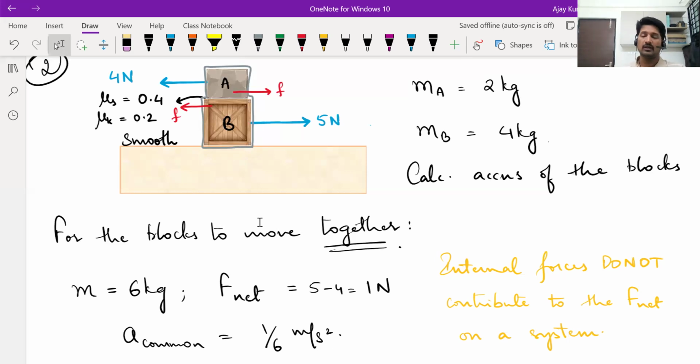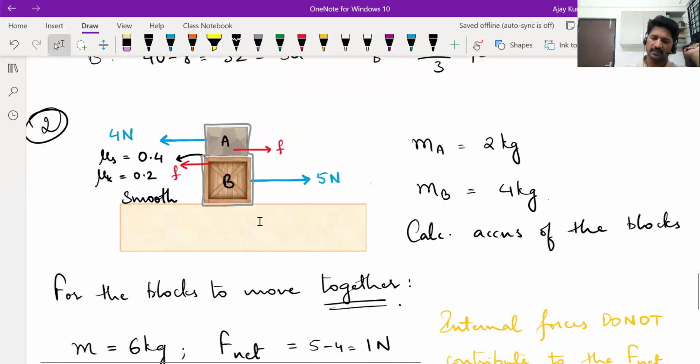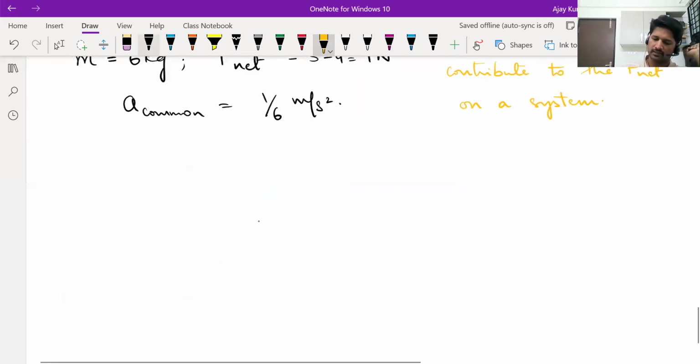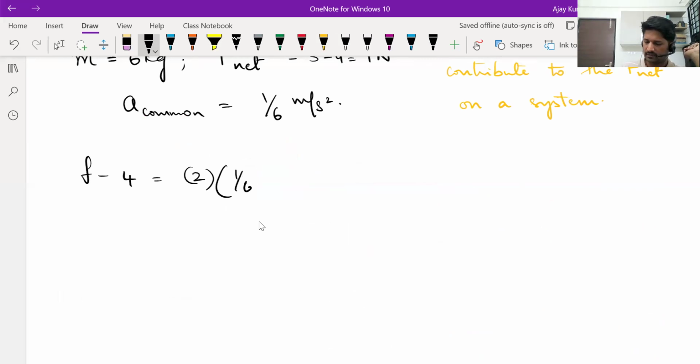So now you will have to divide the system into separate parts on which friction is an external force. So let's consider block A. If they slide together, we know they should slide with an acceleration 1/6 meters per second square this way. Then on A, there are two forces acting. One force is friction, the other force is 4 Newton. So the equation you write will be, friction was acting to the right, so friction minus 4 Newton should be mass of A into acceleration of A.